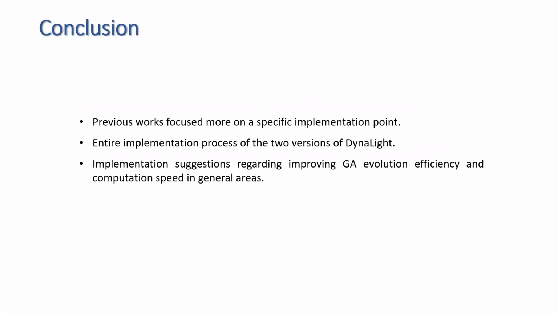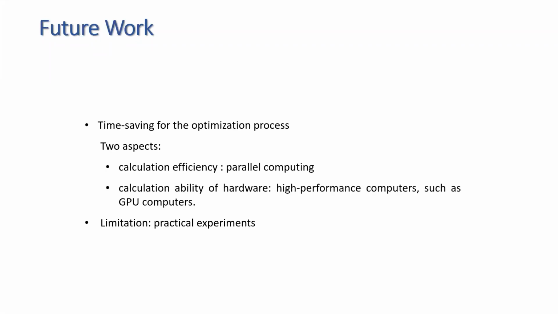In conclusion of this paper, although there are some previous works talking about some specific implementation points of Journalite, this paper explains the entire implementation process of the 2 versions. Besides, this paper also contributes some implementation suggestions about genetic algorithm efficiency and computation speed in general areas.